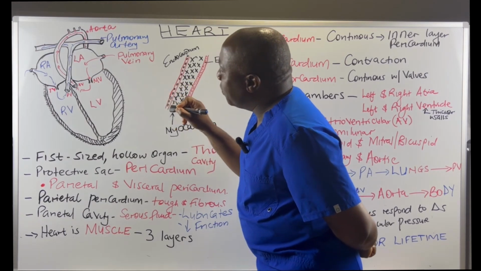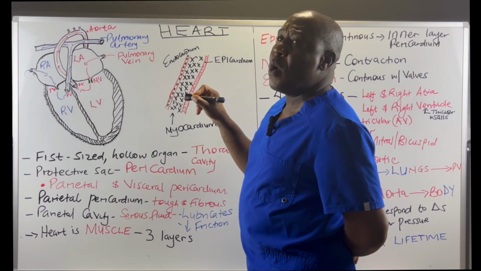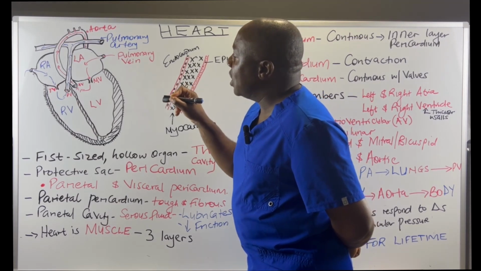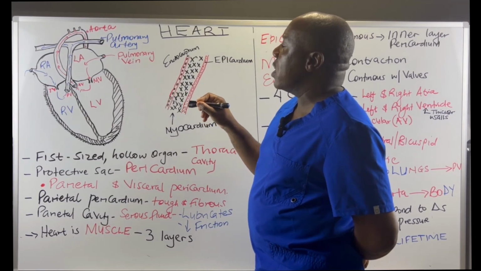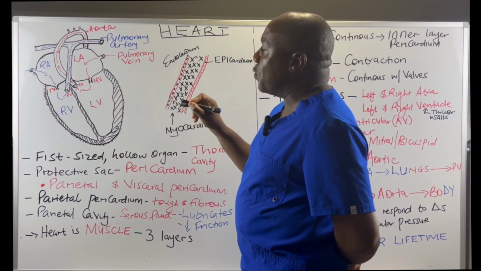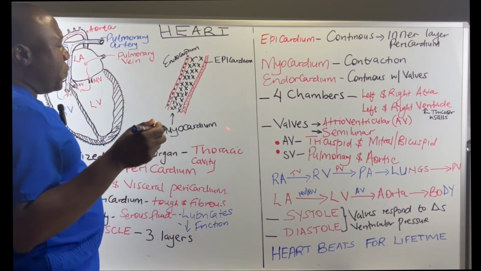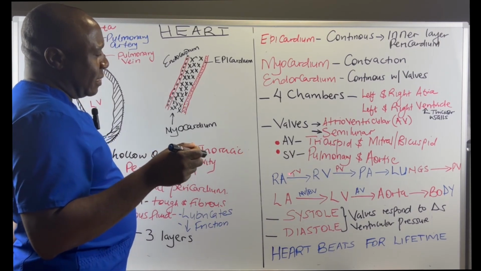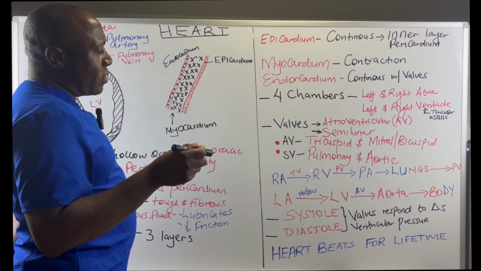The purpose of these valves is to ensure that blood flows only in one direction as it goes through the heart. In other words, these valves prevent the backflow of blood while it is flowing through the heart. So the valves control the blood so that it only flows in one particular direction. Now, if we look at the flow of blood within the heart, the blood enters the heart through the right atrium. Then from the right atrium, it goes into the right ventricle.